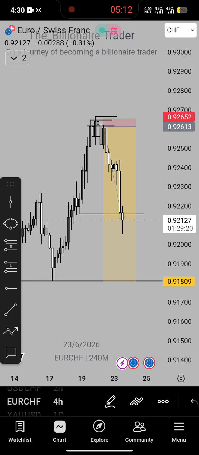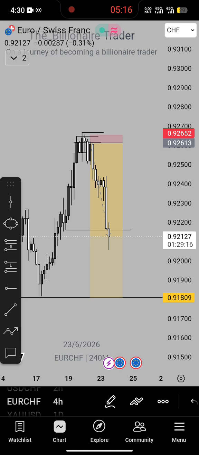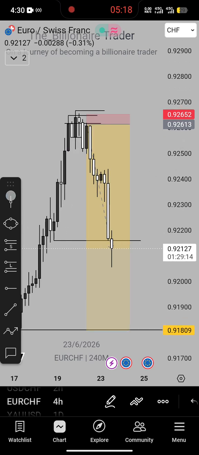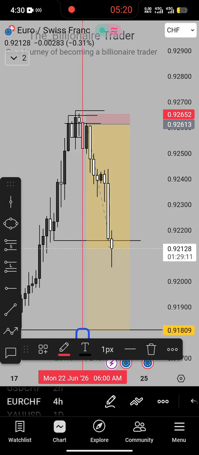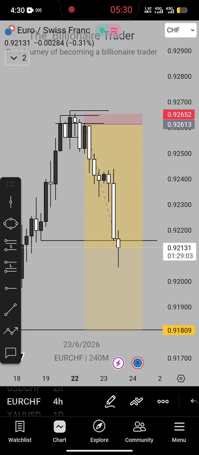There's something I need you to note about this particular confirmation or setup. The confirmation actually formed around 10 a.m. in the morning after the 4 hours candle closed. This is 6 a.m., that is when the candle opened, so it closed by 10 a.m. Nigerian time. So that is when the confirmation was formed.